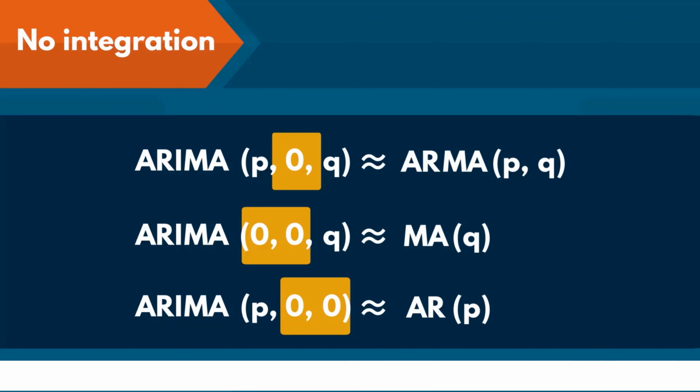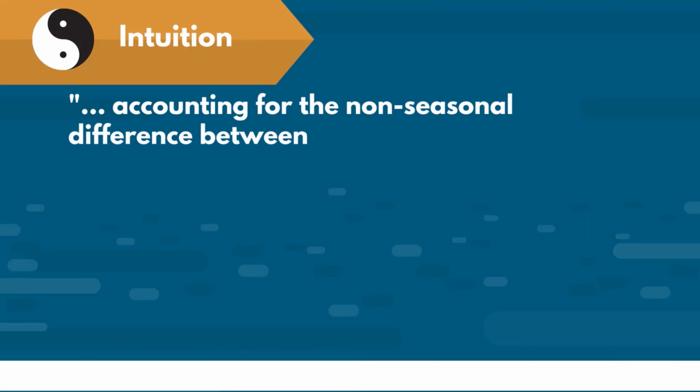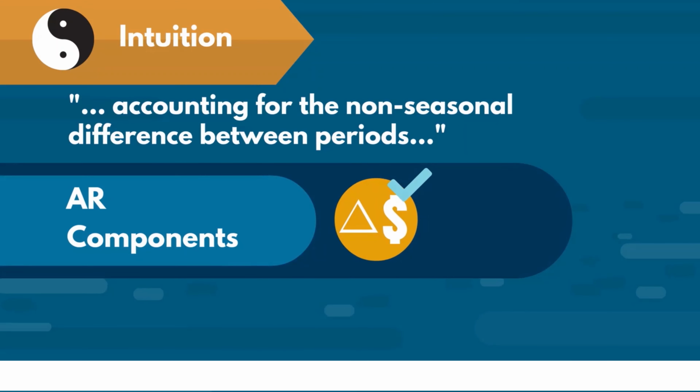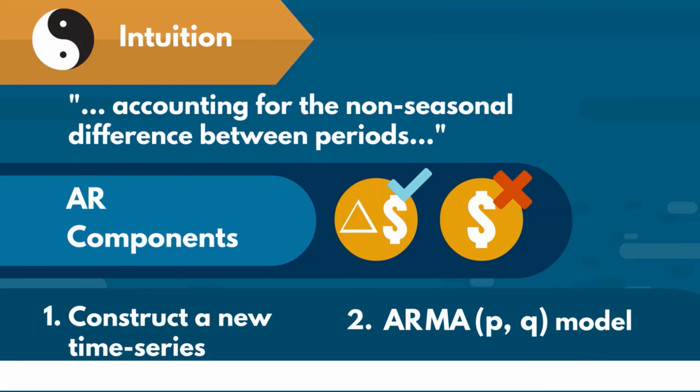Now we're familiar with the notation and how the different types of models are connected, so we can get back to the intuition. When we briefly mentioned the idea behind integrated models toward the end of the last section, we explained them as accounting for the non-seasonal difference between periods to establish stationarity. Hence, even the AR components in the model should be price differences rather than prices. In a sense, we are integrating D many times to construct a new time series and then fitting said series into an ARMA(P,Q) model.